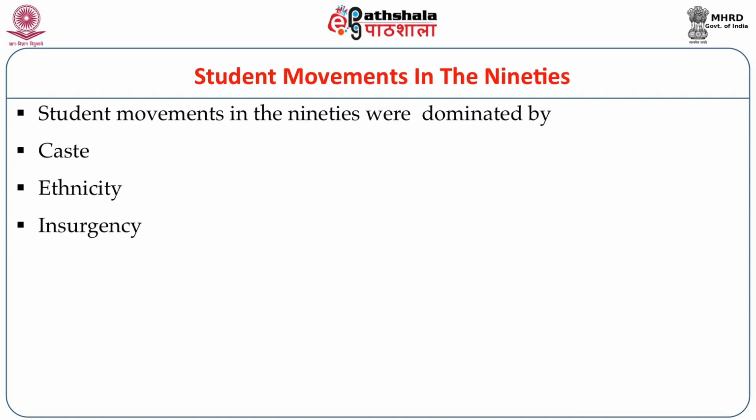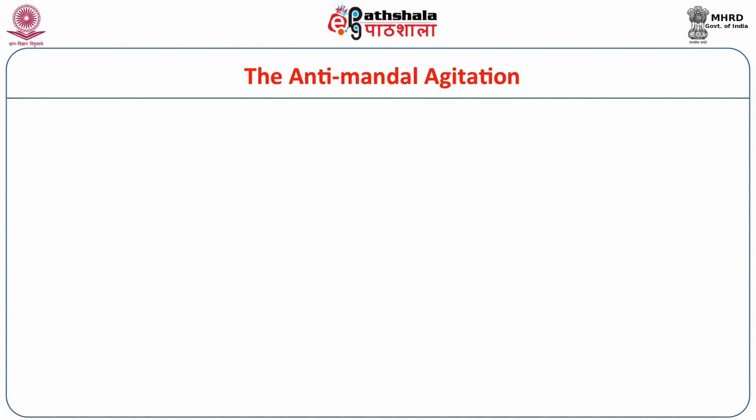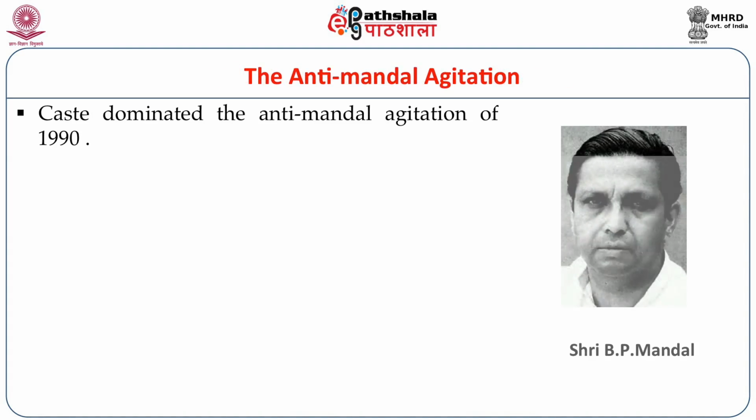Now, let's look at the student movement in the 90s. Student movements in the 90s were dominated by caste, ethnicity, and insurgency. Now, let's look at the anti-Mandal agitation. Caste dominated the anti-Mandal agitation of 1990.